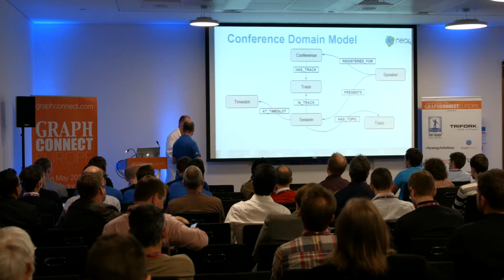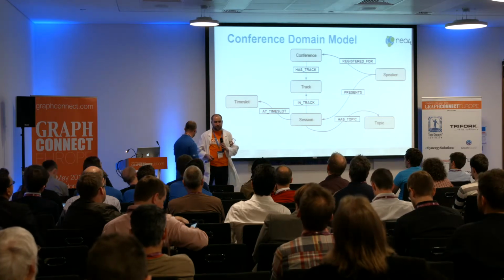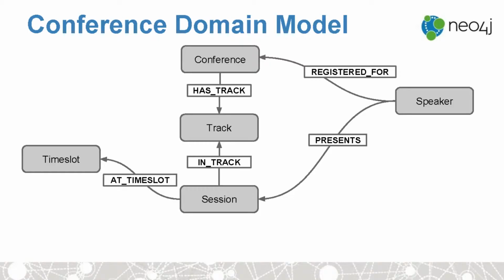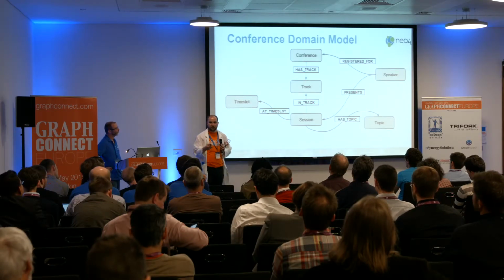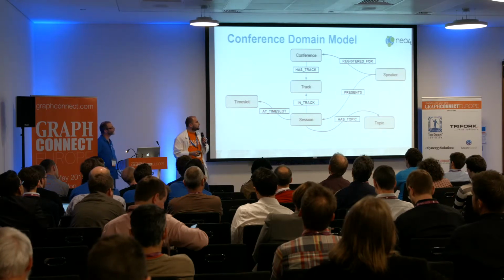Yeah. So being at a conference, we have the typical things like a session like this that you're in. You have speakers which present the session, but speakers are also like attendees registered for the conference. Conference has tracks or rooms. We have time slots, and sessions have topics. Typical graph domain model, nothing special, right?